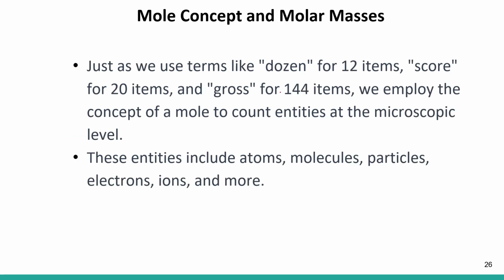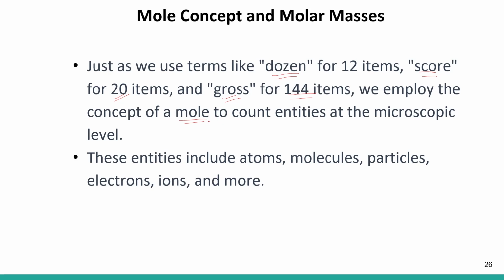Similar to, if you go to a shop, then you say, okay, give me 1 dozen of bananas. So this dozen is a type of magnitude or a standard which we use to make our daily life easier. Similarly, when we say a score, it means 20 entities. When we say a gross, we say 144 entities. And similarly, in science, we have this mole. What is mole? We will discuss this later.